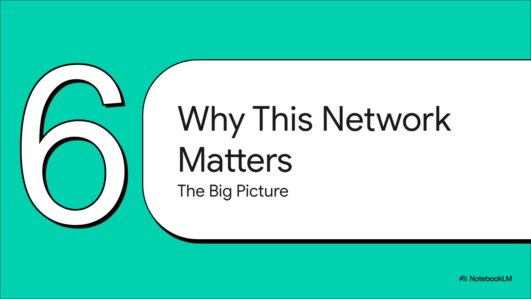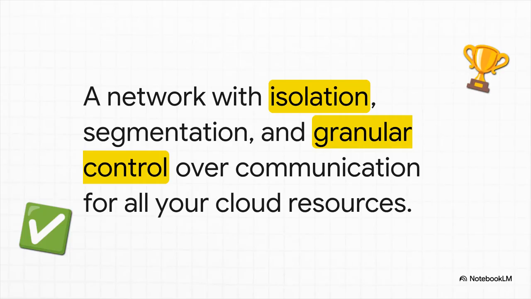We did it. We've designed, built, connected, and secured our digital office building. Now let's just take a step back, zoom out, and really look at why this whole framework is so incredibly powerful. So what does all this get you? The end result is a network that gives you three critical things. First, isolation from the public internet. Second, segmentation of all your resources into nice logical groups. And third, unbelievably granular control over how everything talks to everything else. This is the framework that lets you build really complex, really secure, and high-performing applications in the cloud.